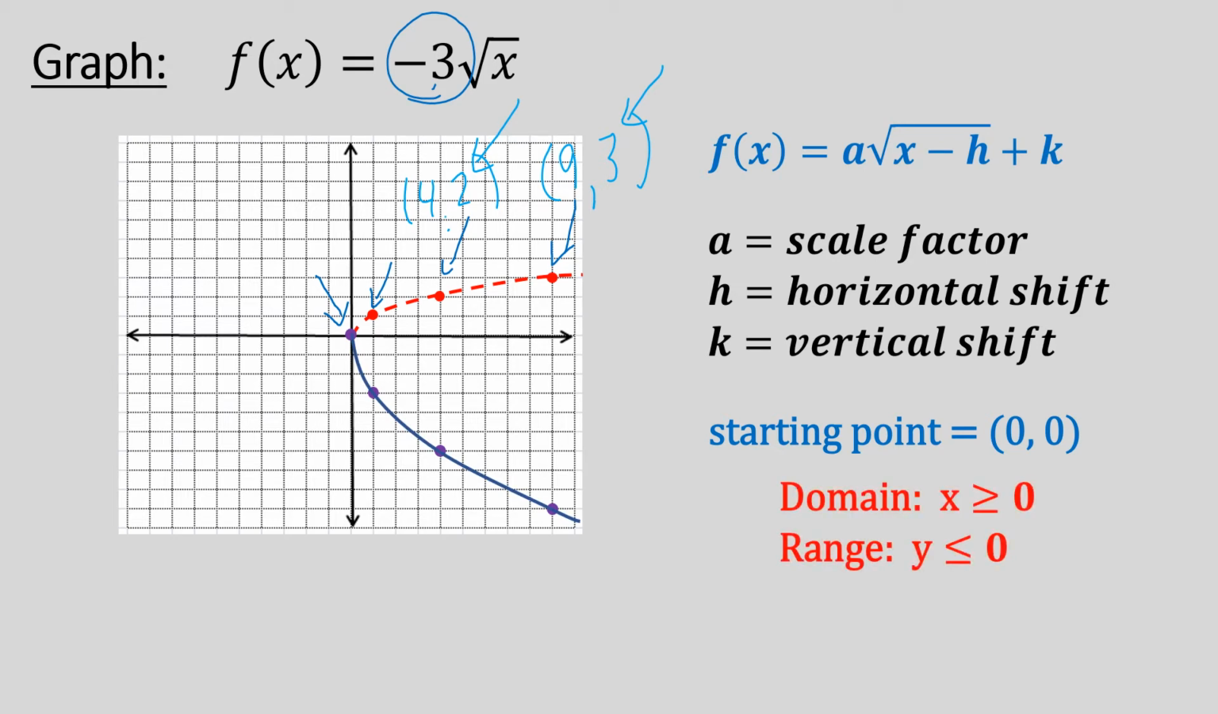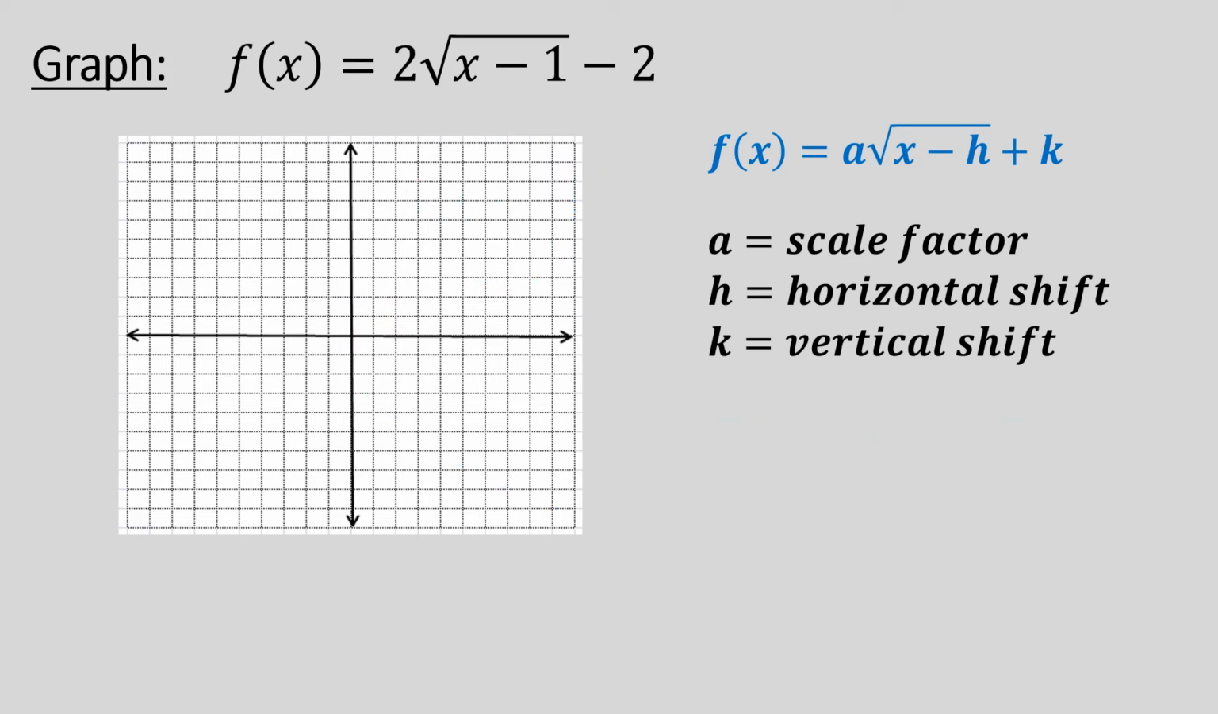Okay, the domain is still starting at x and moving to the right, starting at 0 and moving to the right. The range is still starting at 0, but instead of going above that x-axis, it's now going below it. So the range is y is less than or equal to 0.